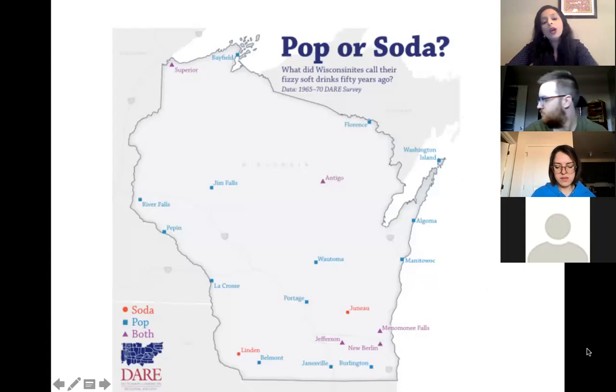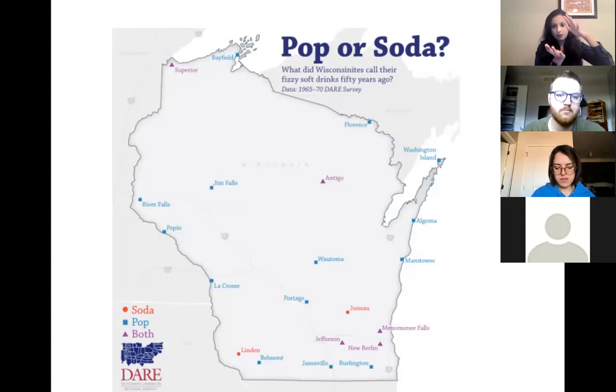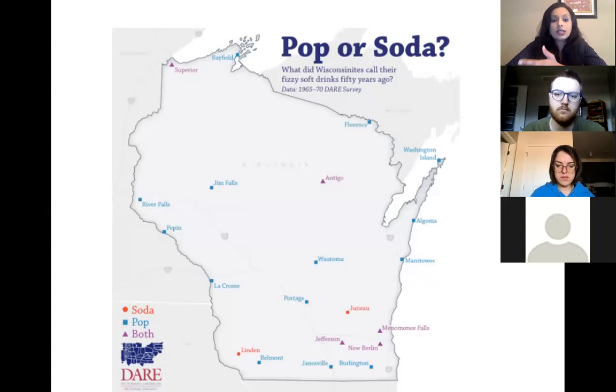When you look at the website for DARE or the volumes that they have created, you can begin to see these kind of maps emerging. These maps are called linguistic atlas maps or language dialect maps. So this is the state of Wisconsin, and this is from the 1965-1970 DARE survey. And this is the question: what did Wisconsinites call their fizzy soft drinks 50 years ago? Okay, so 50 years before 1965, remember?